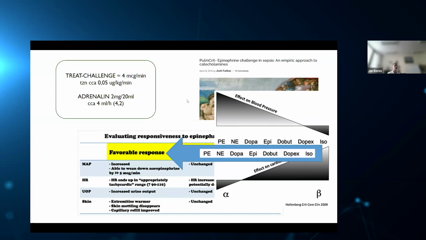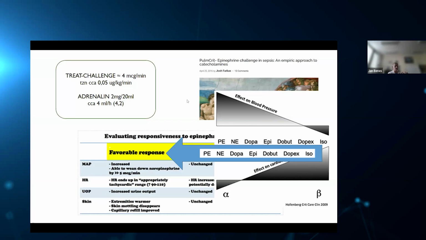So you may try to do a test challenge with a small amount of norepinephrine, adding epinephrine to the norepinephrine. And if you add the same amount, same concentration, same dilution of epinephrine, you start with this and you see that your norepinephrine is decreasing more than what you add in adrenaline, then you have someone who is adrenaline responsive. But mind the warning about adrenaline: you are increasing the risk of arrhythmia.